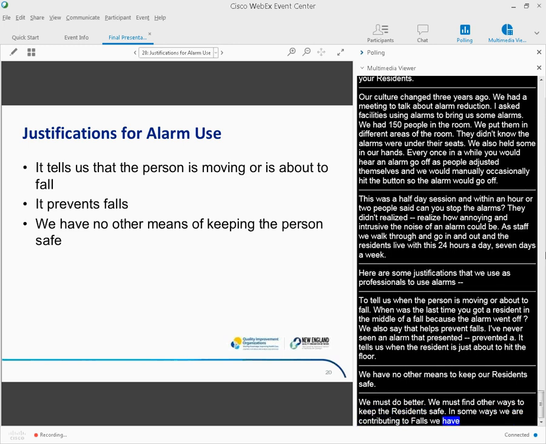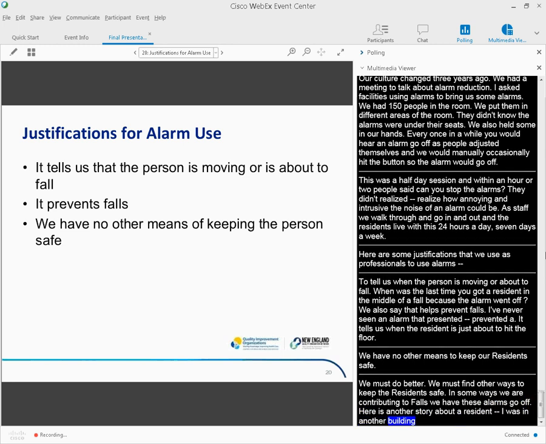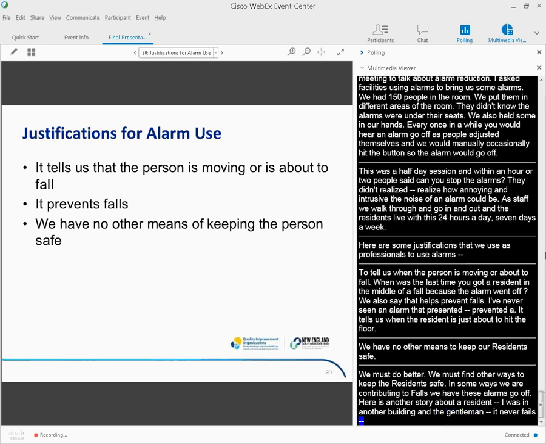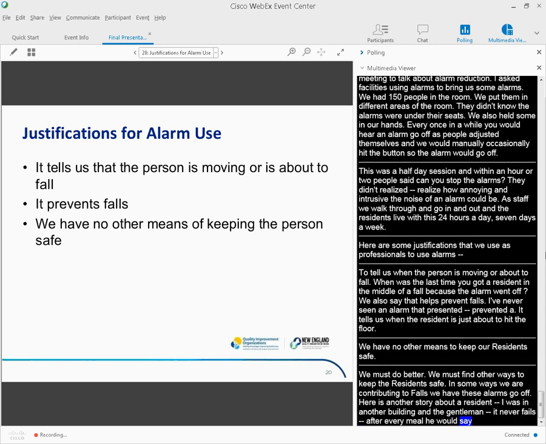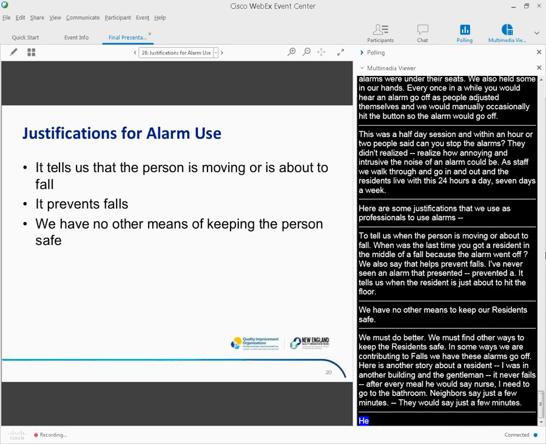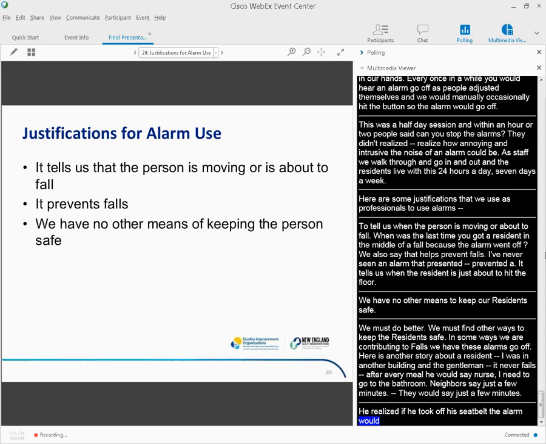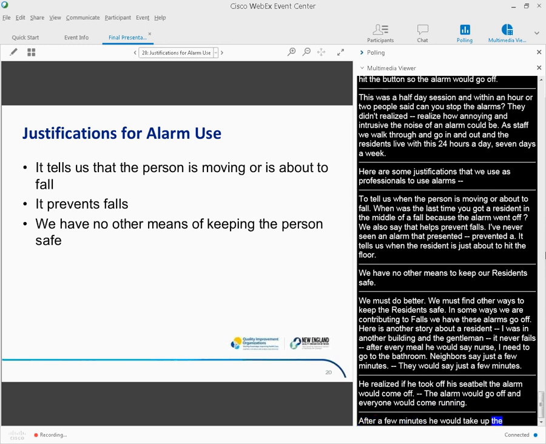I'll tell you another story about a resident. I was in another building, and the gentleman, it never failed, after every meal, he would say, nurse, I have to go to the bathroom. Nurse, I have to go to the bathroom. And they would say to him, just a few minutes, just a few minutes. He got to a point where he realized that if he took his seatbelt off, the alarm would go off and everyone would come running. So he would wait 2 or 3 times of them saying, wait a few minutes, and then he would take that seatbelt off, and all of a sudden, 3 people are helping him to the bathroom.